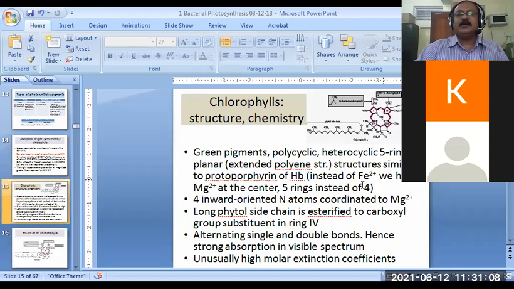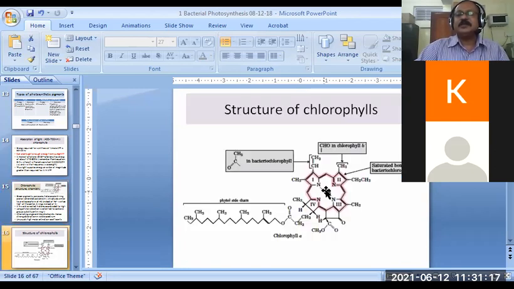Can you see that there is a magnesium ion at the center? Can you see this Mg center? Now this structure is almost similar to the hemoglobin structure. The only difference is that in hemoglobin we have a central iron atom, but here instead of iron we have the magnesium atom. And this magnesium atom is coordinated by 1, 2, 3, and 4 nitrogen atoms. Can you see that? Nitrogen atoms are there.